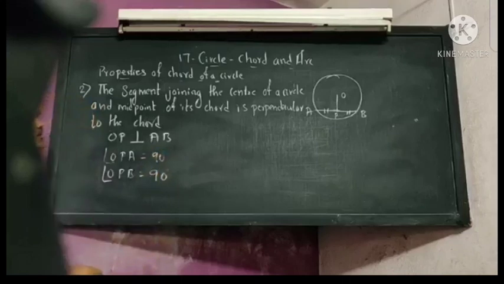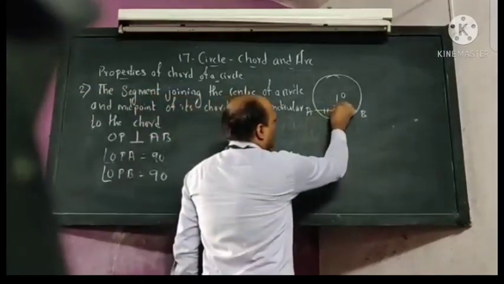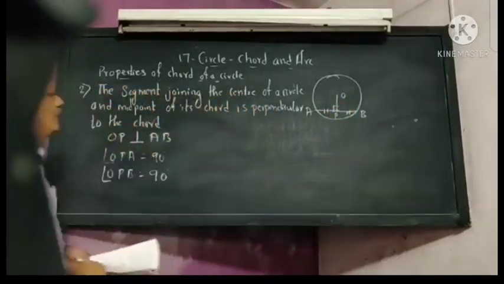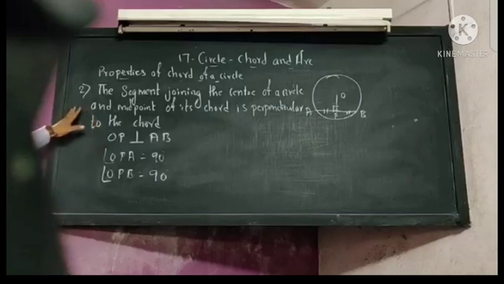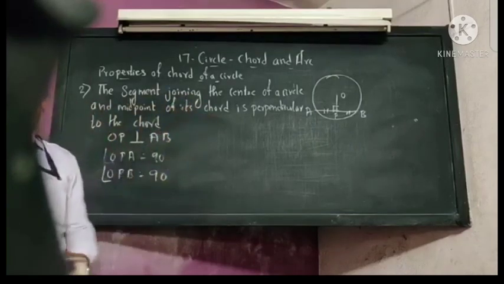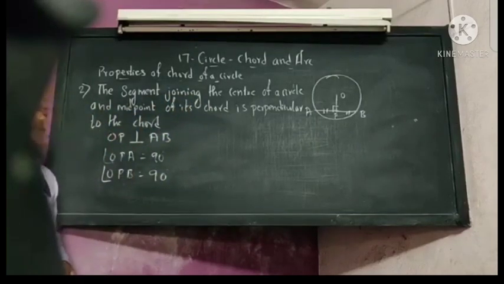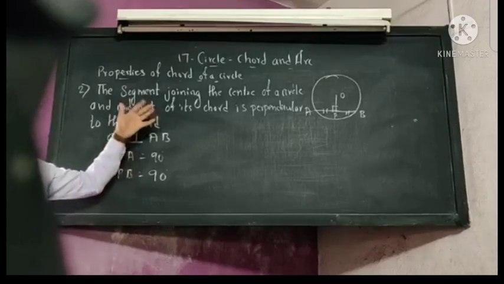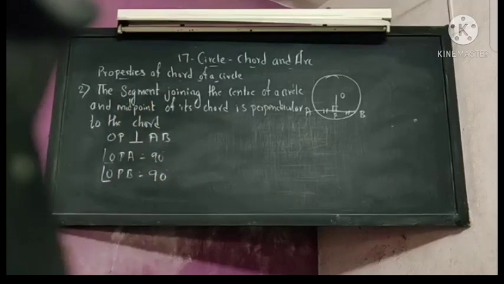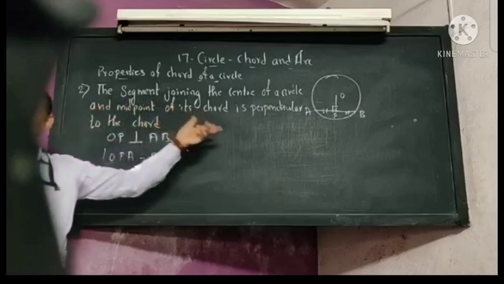I hope all of you know this. Here it will become perpendicular, that means OP is perpendicular to AB. It's a converse, and both are theorems we are going to learn in the higher classes, 9th and 10th standard. In the 8th standard you are just learning the property, so you have to study both properties properly.